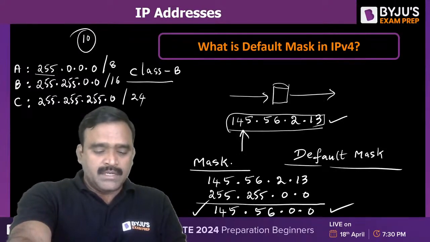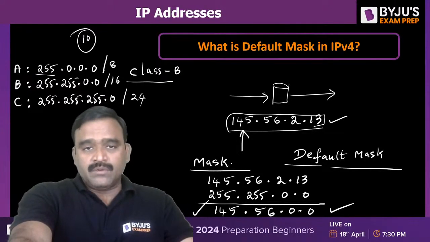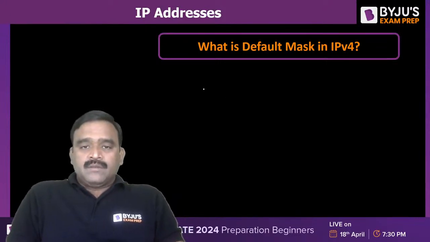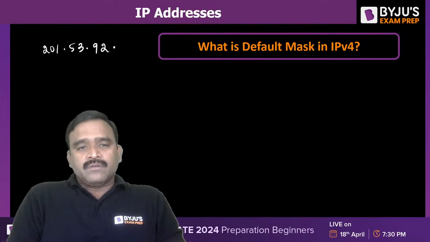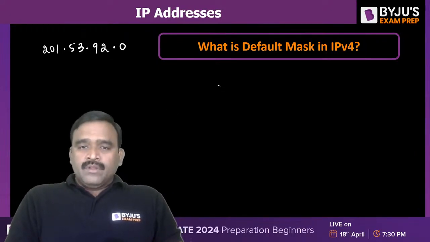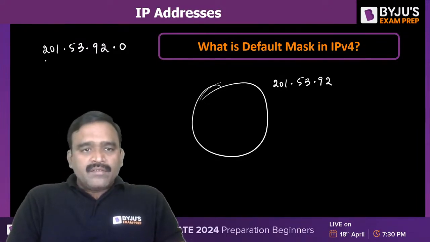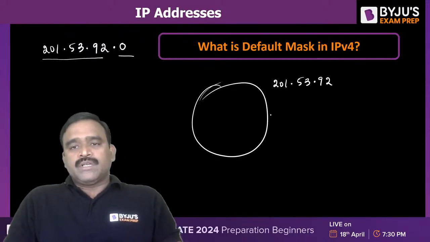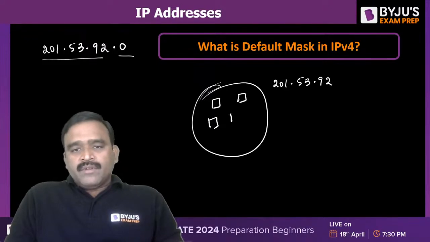Okay, now I'll tell you one more example. Meanwhile, if you have any doubt or concern, please don't hesitate to ask. For instance, let us take a class C network address, 201.53.92.0. This is the network, for example. What is the net ID? 201.53.92 is the net ID, because in a class C, 3 octets are net ID and 1 octet is host ID. And every host should have an IP address. I will show you how the IP addresses begin in this class C network, for easy understanding.